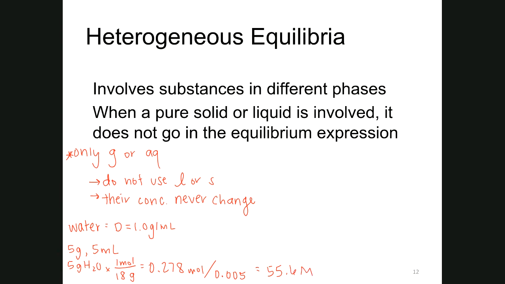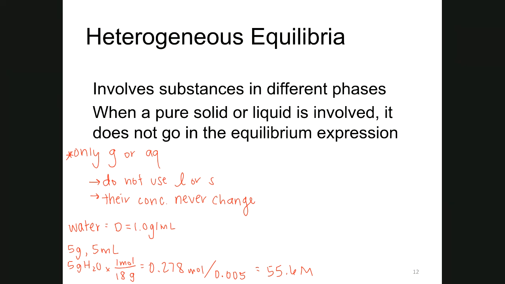And if we did the same thing but with 10 grams and 10 milliliters, or if we did it with 50 grams and 50 milliliters, or 1,000 grams, it doesn't matter what you use, it's always going to end up being 55.6 molarity. So I challenge you to try this out, see if you're always getting 55.6, and that will help show that a liquid is always going to have the same concentration. So we can't use that because we don't see it fluctuating before it hits equilibrium.